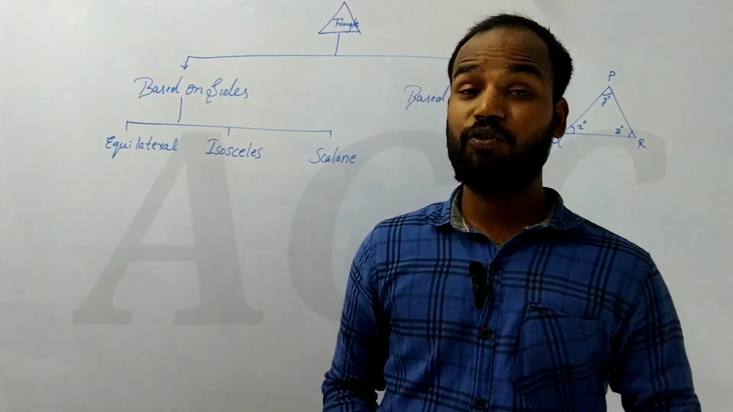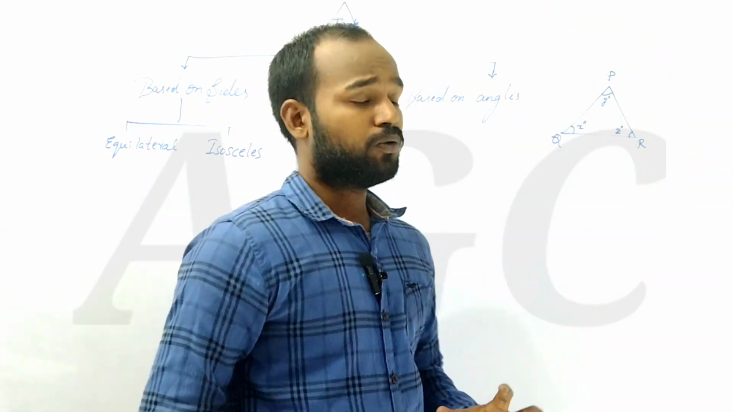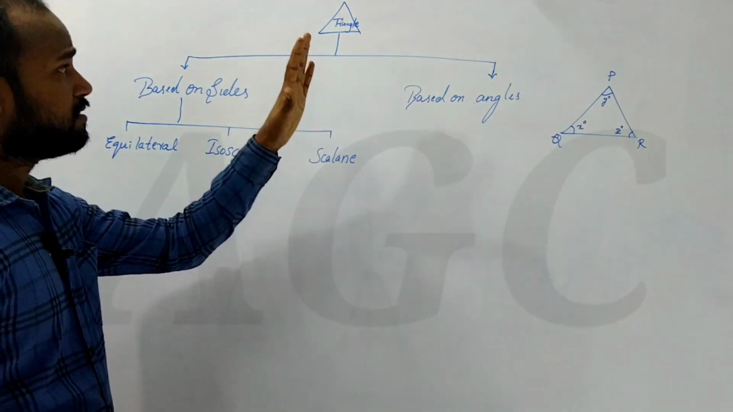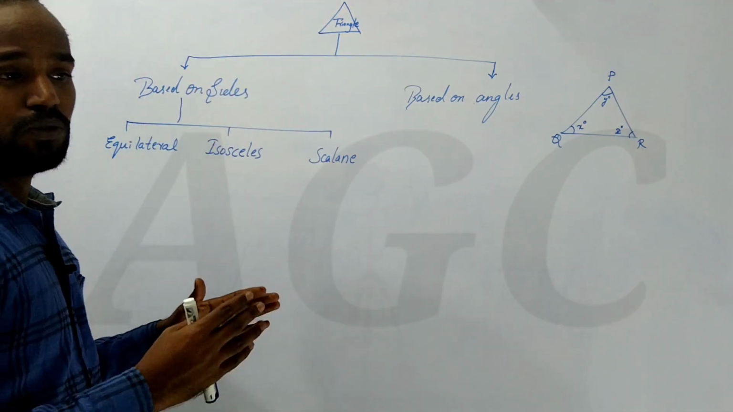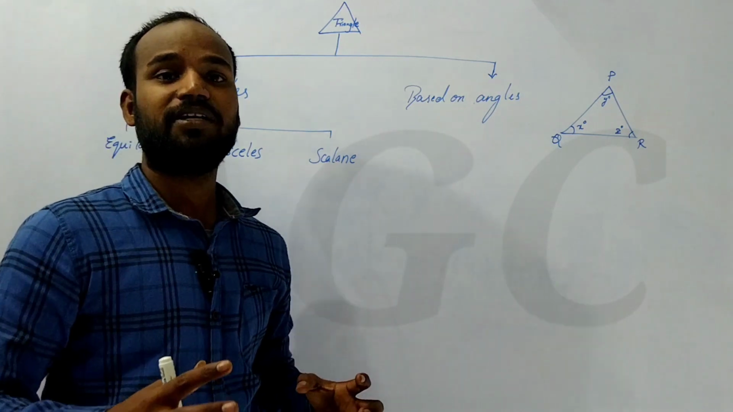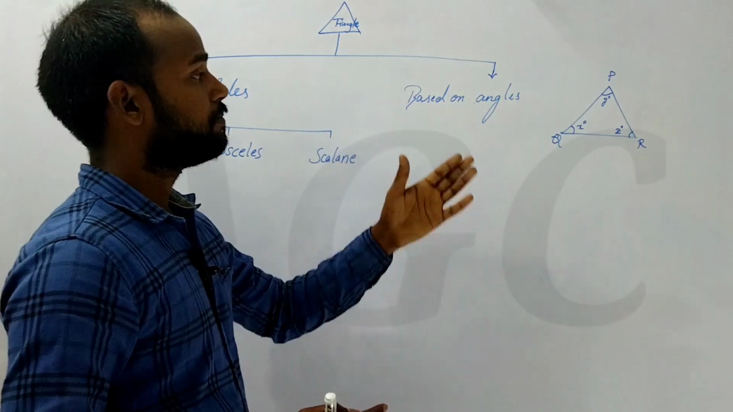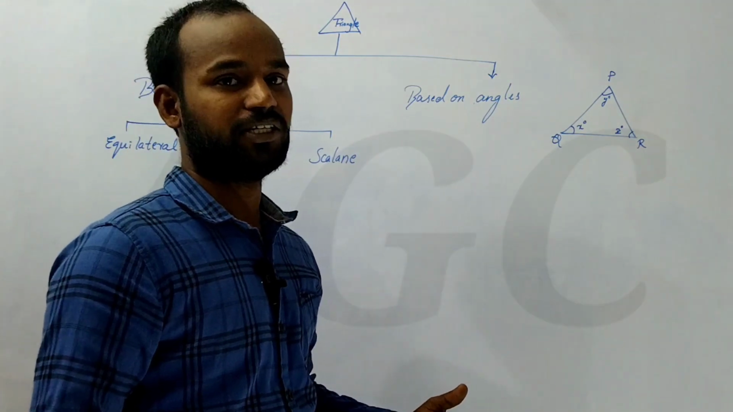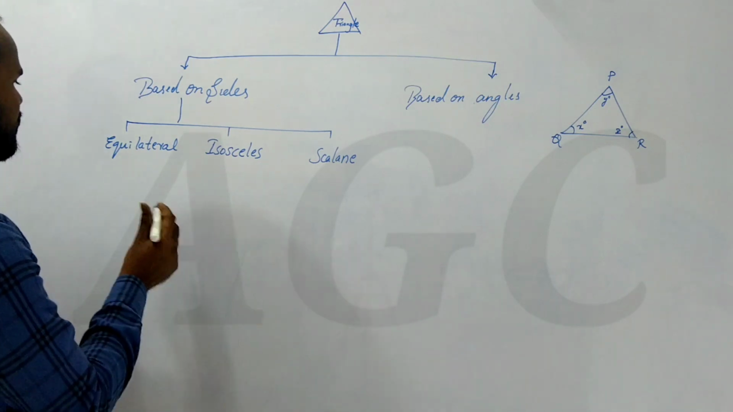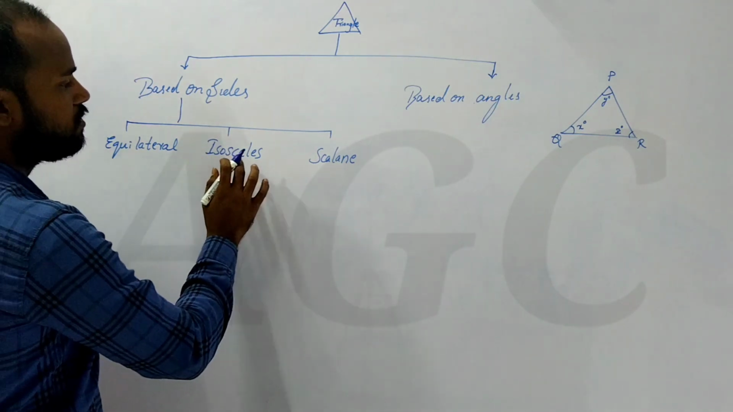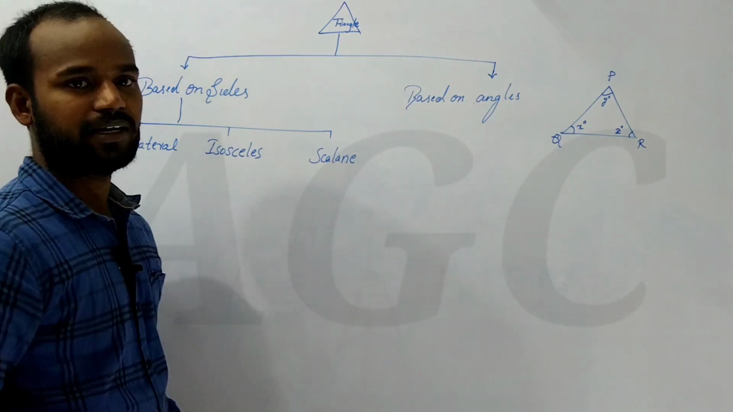Now we are going to learn types of triangles. Triangles are differentiated based on the sides, and next based on angles. First we are going with sides: equilateral triangle, isosceles triangle and scalene triangle.